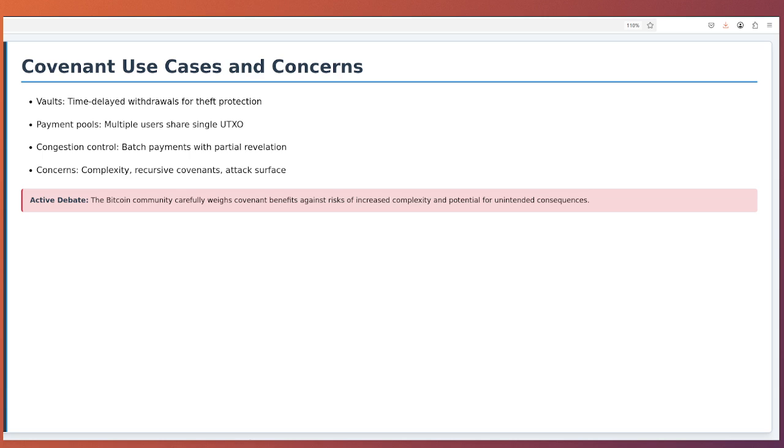However, covenants raise concerns. Increased complexity could introduce bugs or vulnerabilities. Some designs could enable recursive covenants that propagate restrictions indefinitely, potentially creating unmovable coins or unwanted coin characteristics. There are questions about whether covenants fundamentally change Bitcoin's properties. The community carefully weighs these trade-offs, seeking covenant designs that enable valuable use cases while maintaining Bitcoin's security and principles.